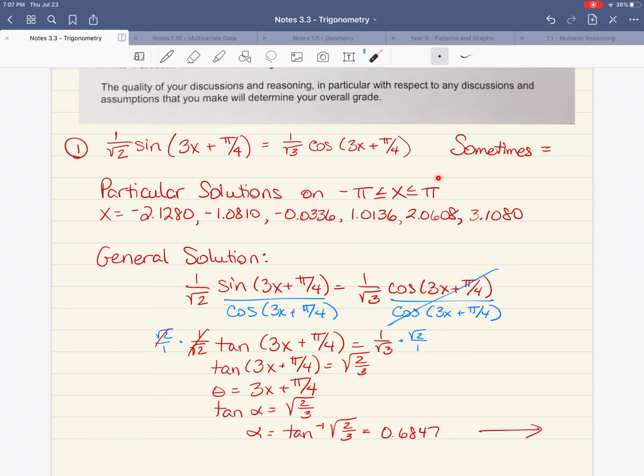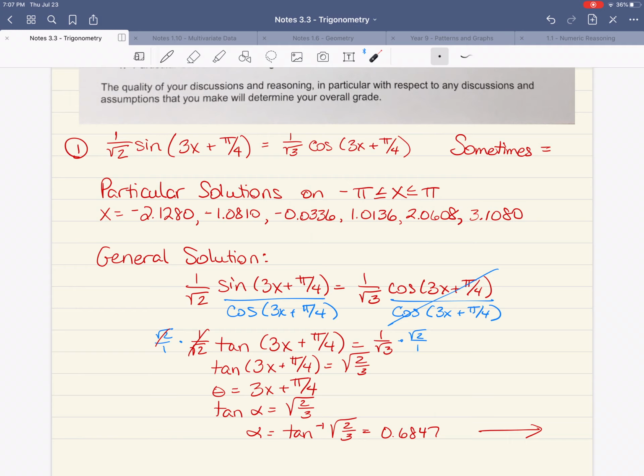Please remember that you must write that you're finding the particular solutions from negative pi to pi. That must be on your test. And then just list out your six, or however many, crossing points that you have. Make sure you go to 4 decimal places at least. Then the general solutions are next.